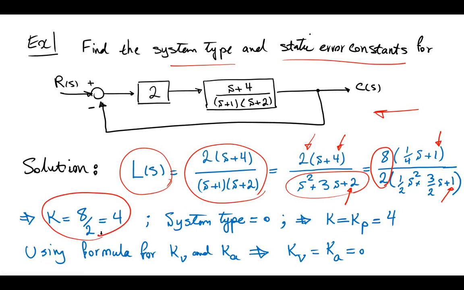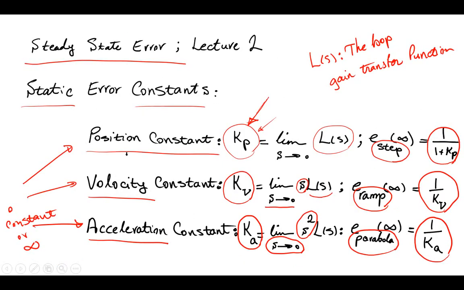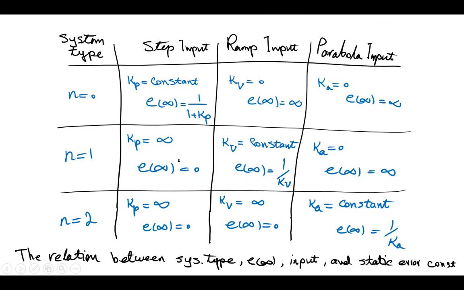What's the system type? It's equal to 0, because we do not have an s to the power of n in here. We do not have this guy in the denominator. So the system type is 0. When the system type is 0, this k will be the position constant. I'm sorry, not position constant error. Position constant.